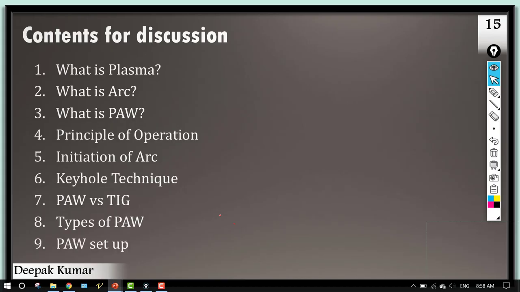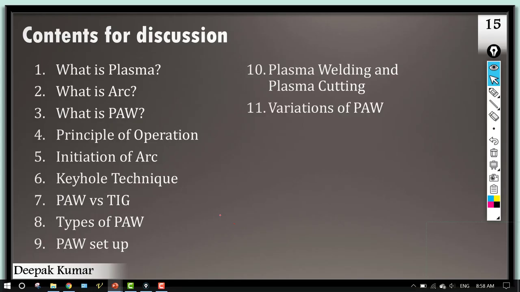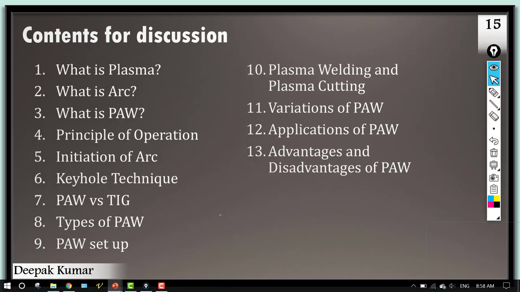Plasma arc welding setup. Then the next point, we will talk about what is the difference between plasma welding and plasma cutting, and what is the effect of variation of different parameters on plasma arc welding. What are the different types of plasma arc welding which we see when parameters like current are varied. Then we will talk about applications, advantages and disadvantages of plasma arc welding. So we have 13 points to be discussed. Let's start from the first.